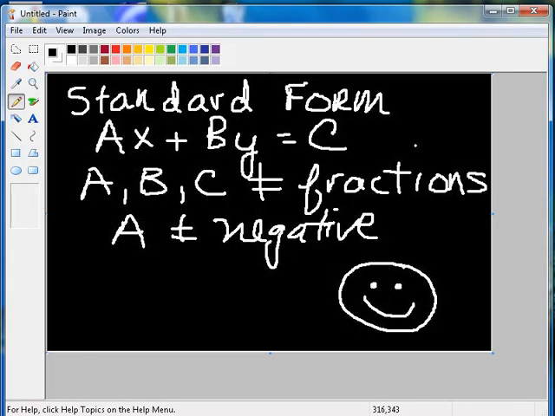So now, when you are asked to put an equation in standard form, please remember no fractions and no negative leading coefficients.